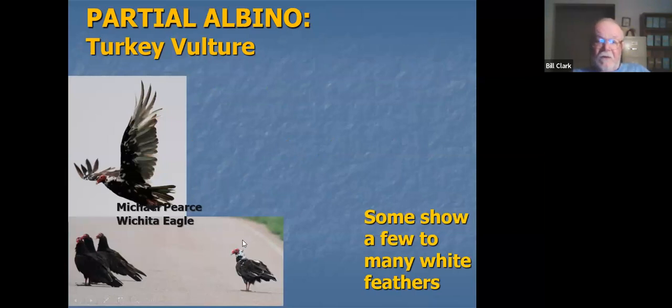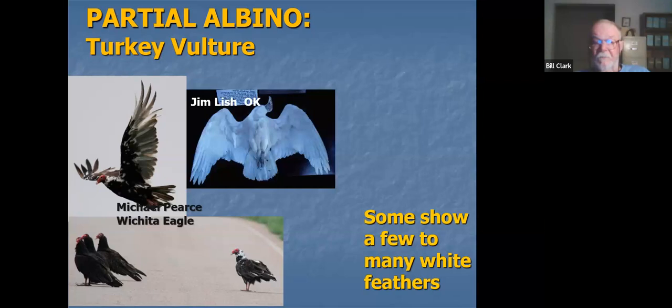The bird on the left is very interesting in that it's partial albino. Some of the feathers are white, some of them are normal. These pictures were taken by Michael Pierce, who is the staff photographer of the Wichita, Kansas Eagle newspaper. And Michael saw these birds as he was driving around, took a bunch of pictures of them, and then convinced his editor to write and show the pictures in a Sunday feature, which he did very well.